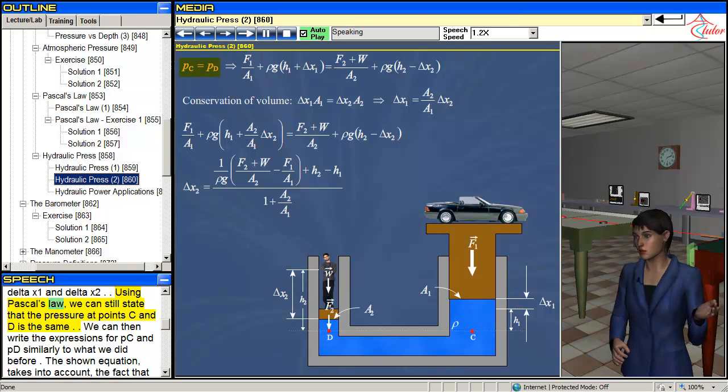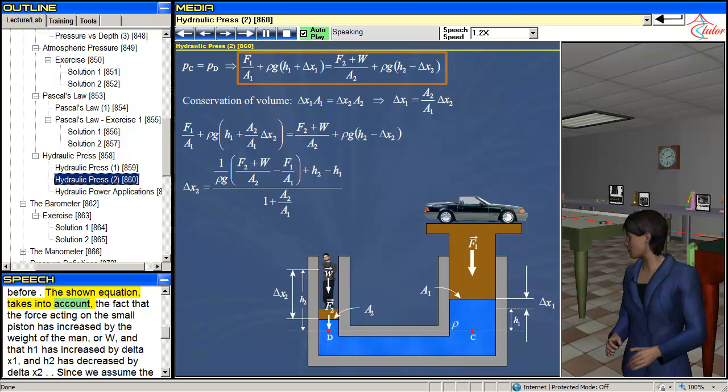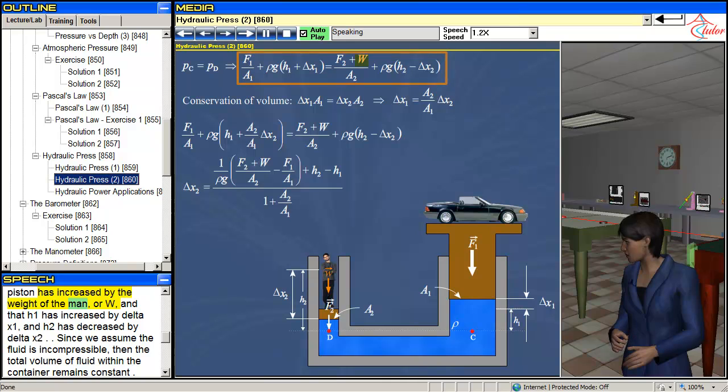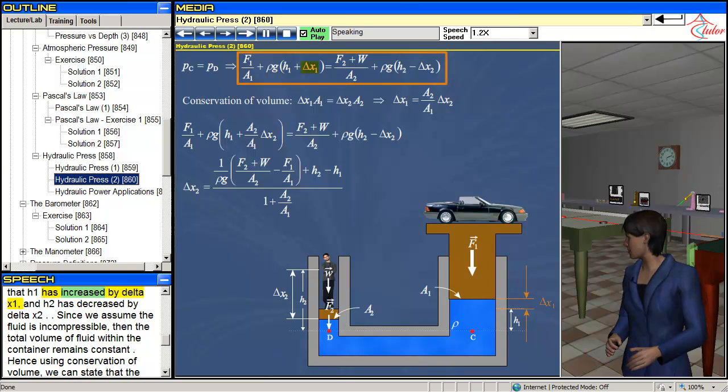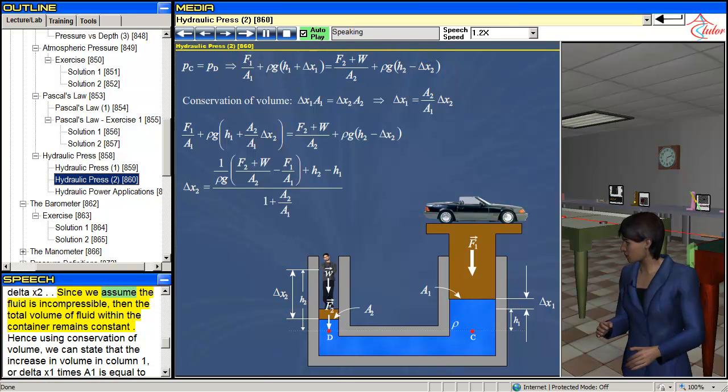Using Pascal's law, we can still state that the pressure at points C and D is the same. We can then write the expressions for PC and PD similarly to what we did before. The shown equation takes into account the fact that the force acting on the small piston has increased by the weight of the man, or W, and that H1 has increased by delta x1, and H2 has decreased by delta x2. Since we assume the fluid is incompressible, then the total volume of fluid within the container remains constant.